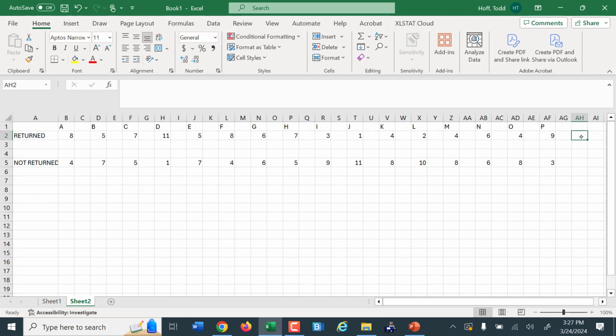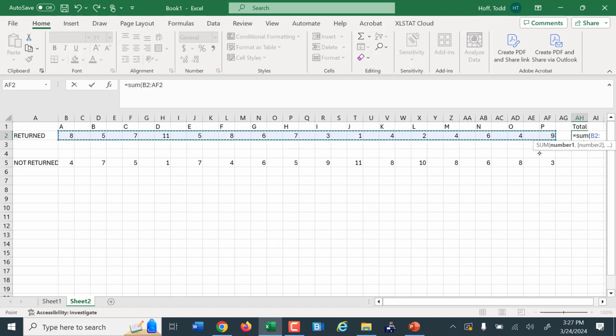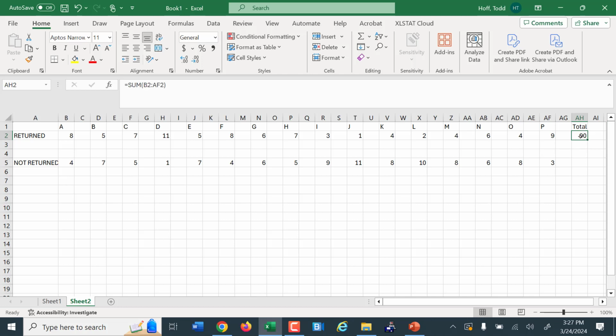I'm going to do row totals here. Row total. So 90 wallets were returned. 102 were not returned, giving us a sum of 192 total wallets that were put out. And we can see 12 wallets put out for each of them.